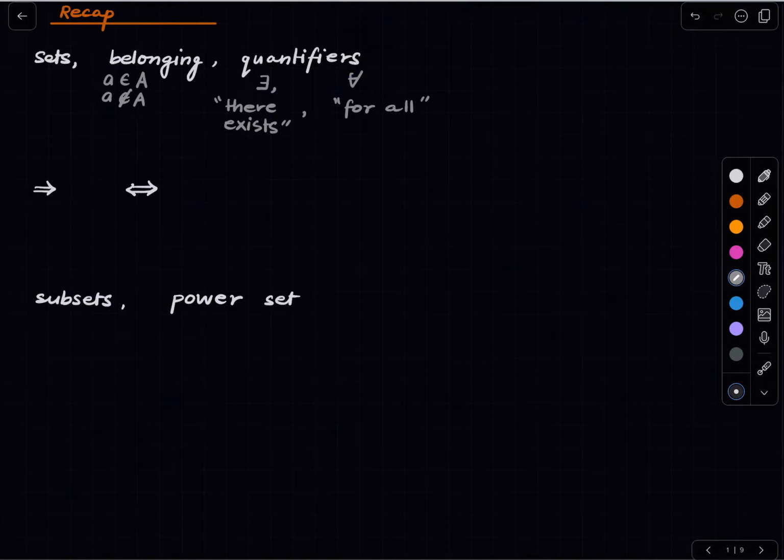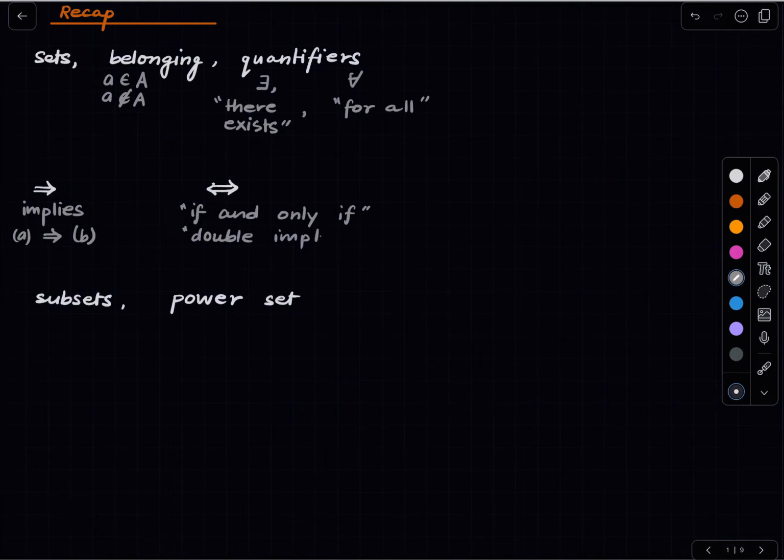We talked about this implies sign. This is read as implies. So when you write something like statement A, then you make this symbol and then write statement B, it means that if A is true, then B is true. And then there is this double implies sign, which means if and only if. Can be read as if and only if. Or you can also read it as double implies.